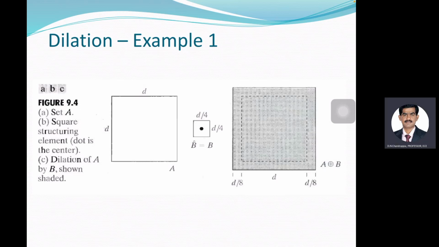Here, for the structuring element, one side, the length will become D and the width will become D by 4. Keep on moving that. The dilation of A will become expanding. How much the expansion is depends on the structuring element. So the last one is the elongated structuring element.